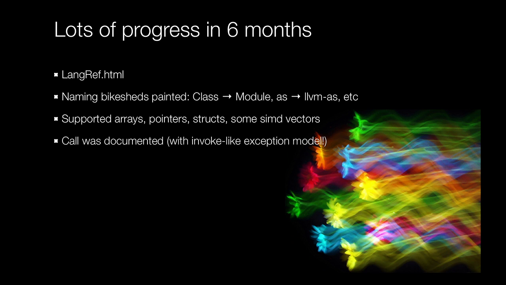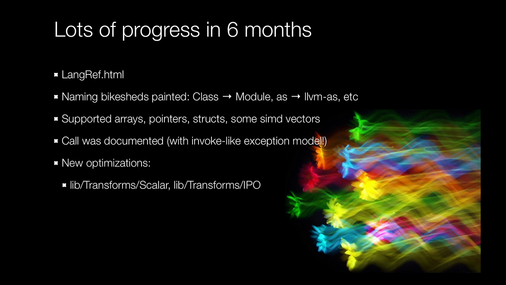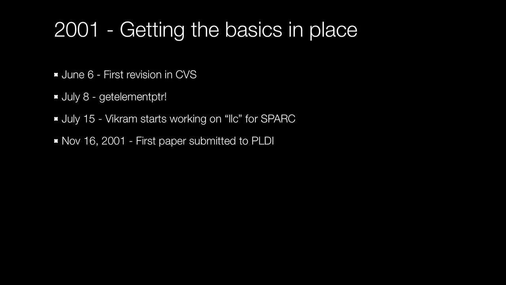We had ideas, I guess, of how invoke was going to be represented and handle exceptions. I don't really remember this, but the code was there, so there's at least some ideas of how this would go in. And a bunch of new optimizations landed, of course. So even things like an inliner, libtransforms IPO, libtransforms scalar, a lot of that basic infrastructure got there. And I think the IR verifier was kind of a really important early thing and supported a lot of bring up. So we spent a lot of time just getting the basics in place.